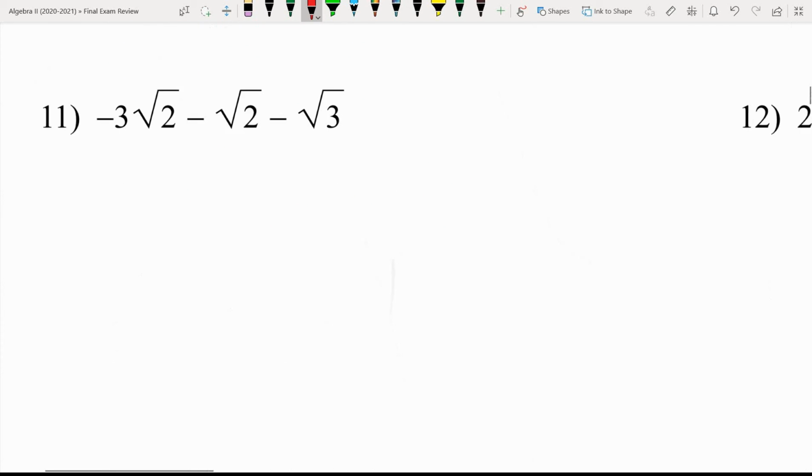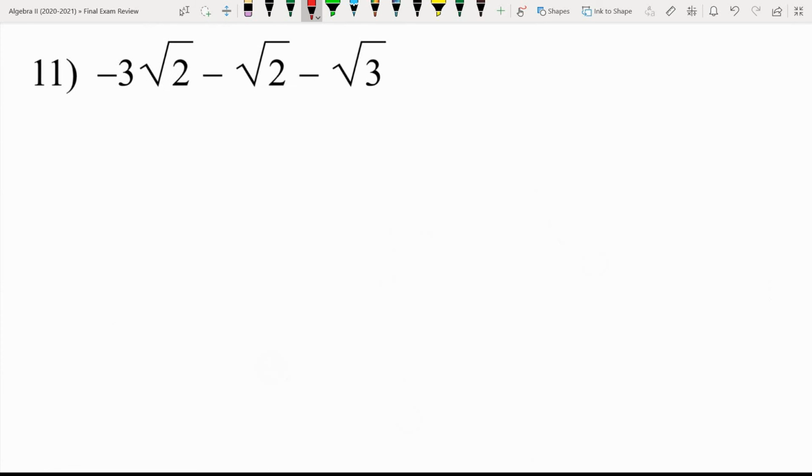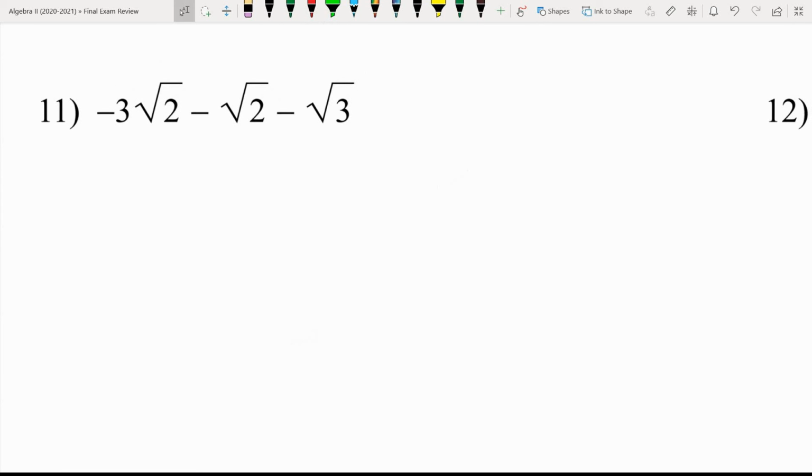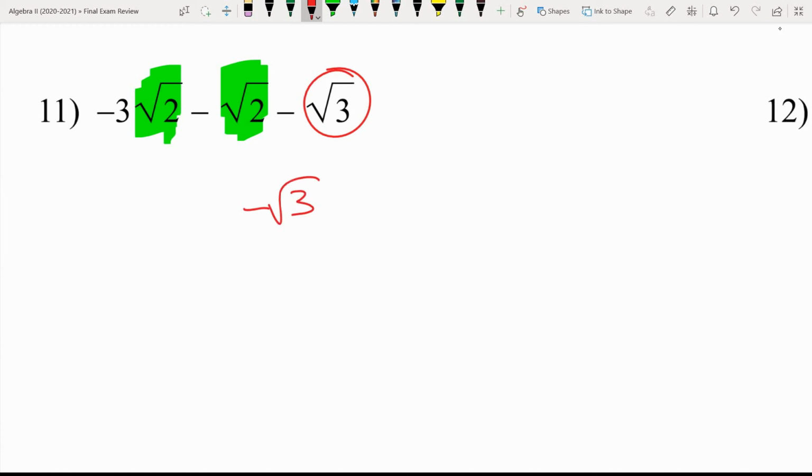All right, next one here, starting to get into the adding and subtracting. When you add and subtract these, you can only add and subtract like terms. So the only like terms I have are the ones that have the square root of 2's in them. I can't do anything with this minus square root of 3, that's just going to be tacked onto the end of this answer. But I'm going to put these two together.